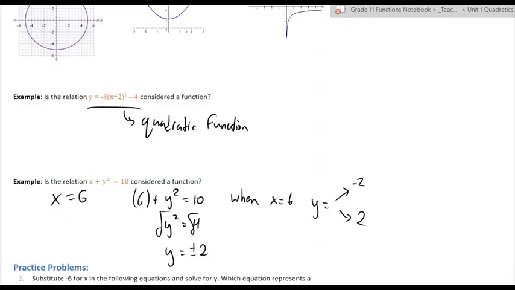So this is a relation. It is not a function. And again, to check that, you can even do it with the quadratic function we have above. Pick a value of x, substitute it, and if you get more than one y value as a result, it is going to be a relation. If you get one single y value, it is going to be a function.